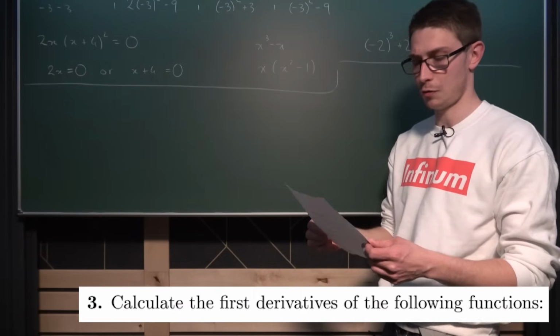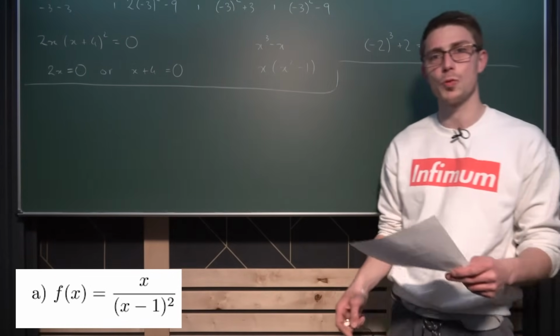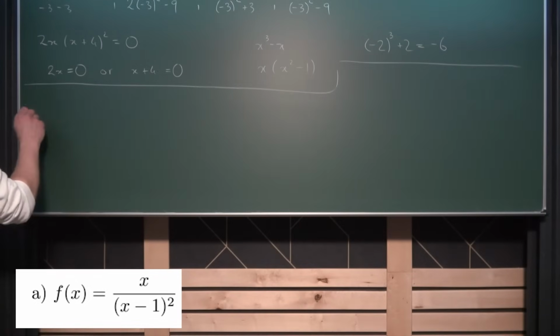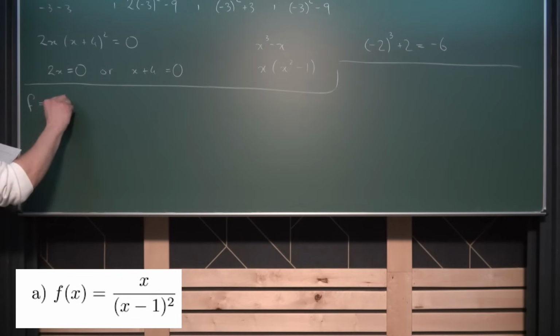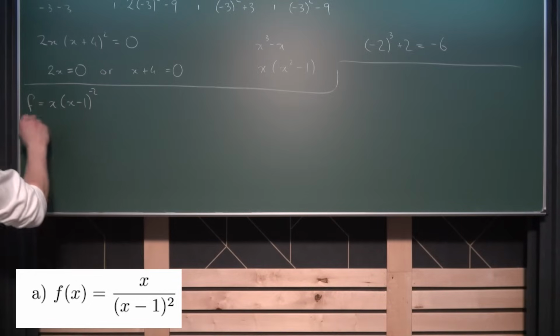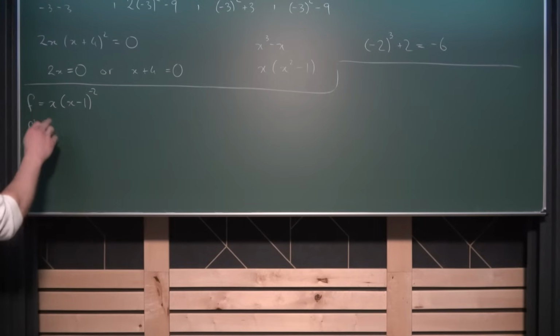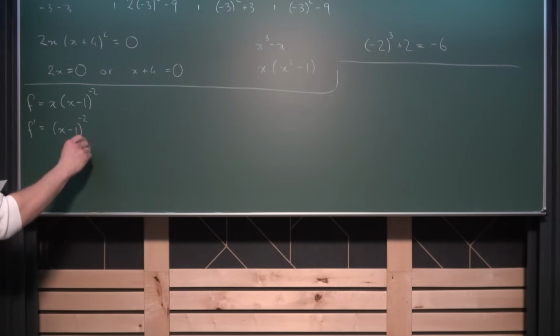Calculate the first derivative of the following functions. The first one is x divided by (x minus 1) squared. What we are going to do, obviously, is rewrite this a tiny little bit. Namely, f is hence equal to x times (x minus 1) to the negative 2. And if we differentiate this, we are going to make use of the product rule. So x is going to vanish. So the first part is (x minus 1) to the negative 2.